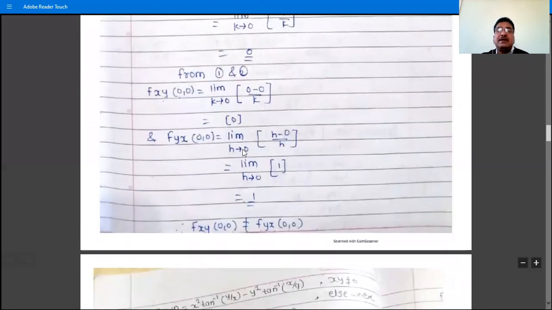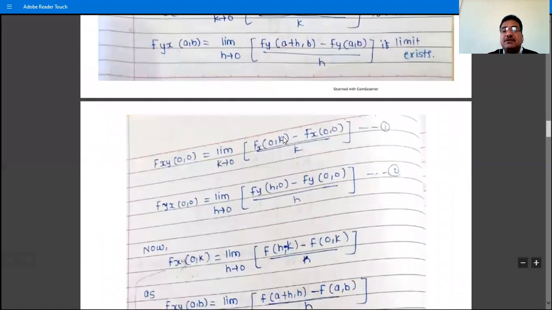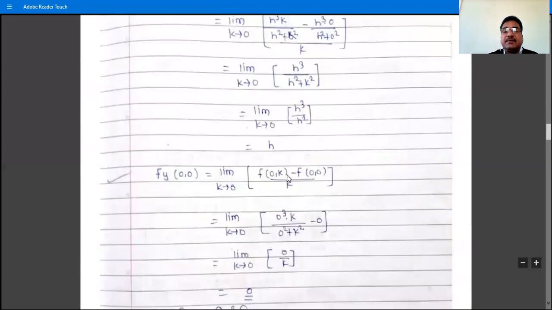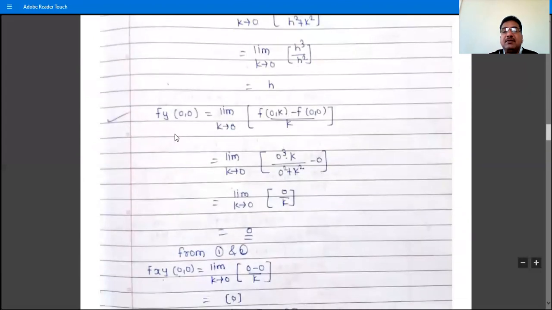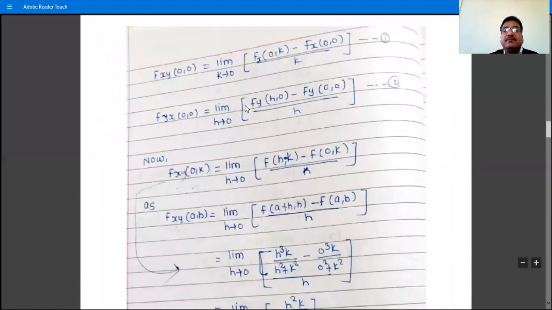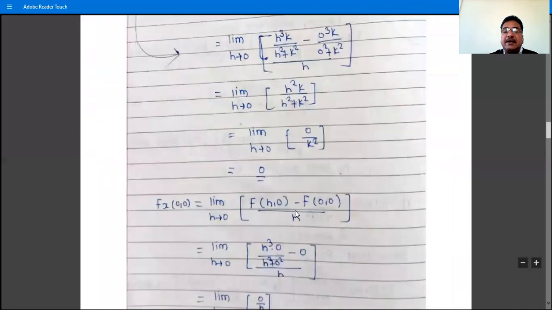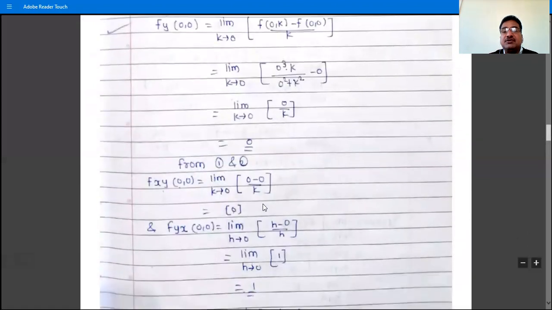So substitute all these values in equations 1 and 2: fx(0,k), fx(0,0), fy(h,0), fy(0,0). All the values are here. Substituting, fxy(0,0) is the limit as k tends to 0 of 0 minus 0 by k, because both values are 0. That gives the answer 0.